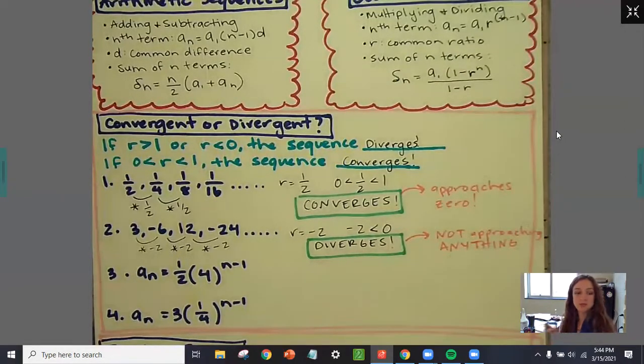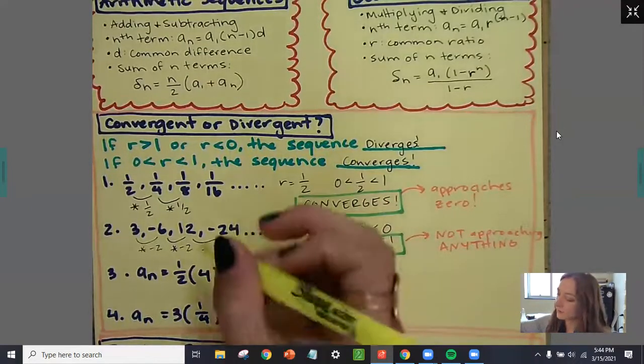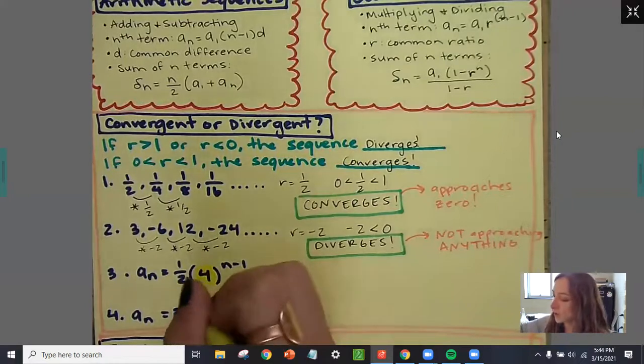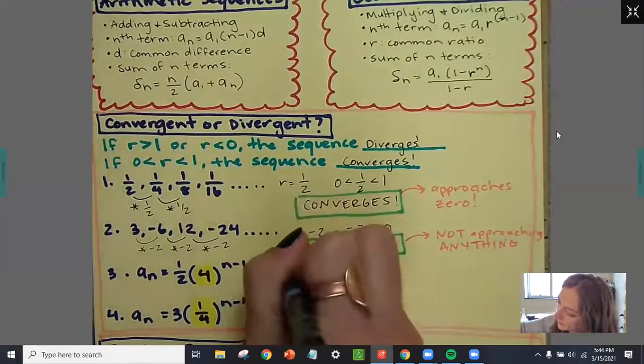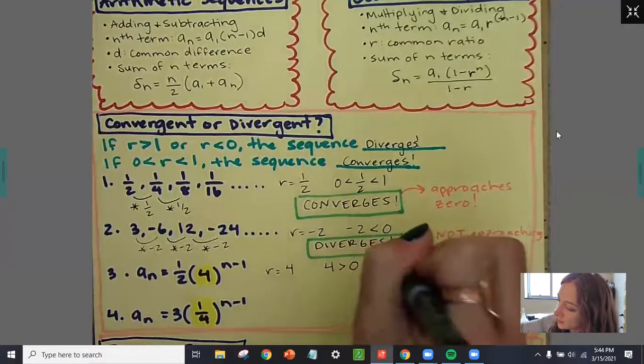Okay, so let's go to the next one. And these are kind of nice because the r value is just going to be in the middle here. So this is 1/2 times 4 to the power of n minus 1. This 4 is going to be your r value, the one that's in parentheses. So for the first one, r equals 4. And since 4 is greater than 1, that means this is going to diverge.